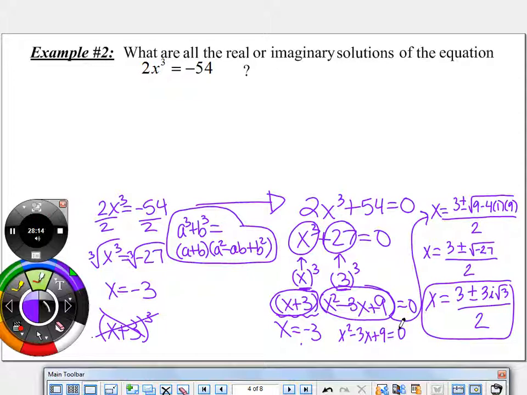Why is it 2 factor? So you could do this 2 ways. You can divide everything by 2 because we have it set equal to 0, or you could have written this as x cubed plus 27 times 2. And then you could include that 2 as a factor right here.